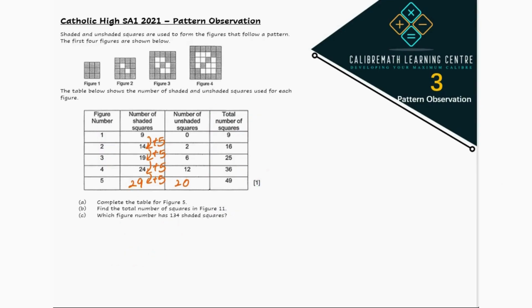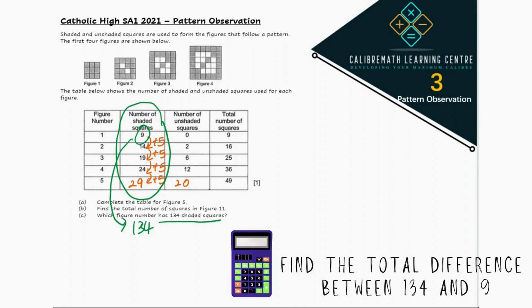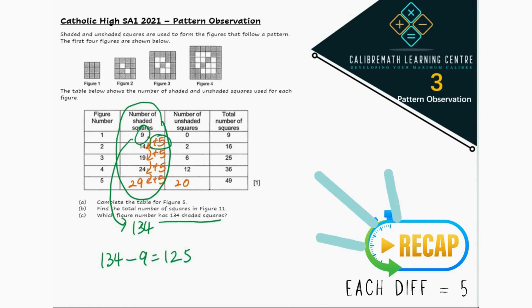And now for part C, to find out which figure number has 134 shaded squares. So if we recap on the pattern for the number of shaded squares, it is increasing by a constant difference of 5. So what we can do is compare the first number, which is 9, with the number that you want to find, 134 squares. From 9 to 134, you will need to increase by 125. And since we know that each gap increases by 5, we can find out how many groups of 5 will make up the 125.